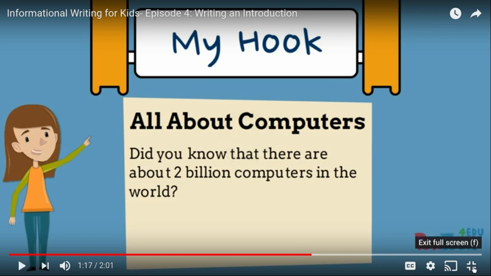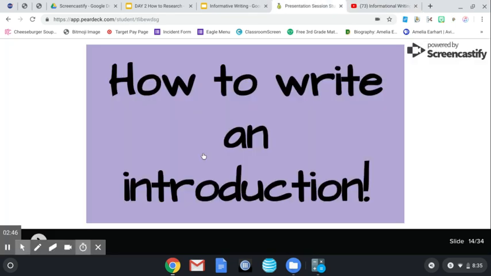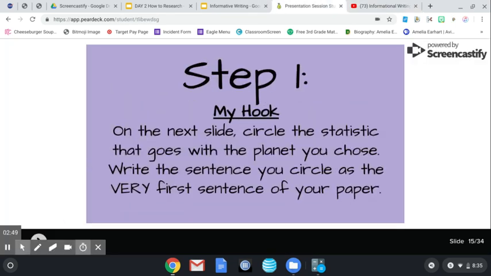Now I'm going to go ahead and pause that video. We're going to come back to it, but I want you all to see the next slide because this is where you are writing your hook. So it says on the next slide, circle the statistic that goes with the planet you choose. So I already found a surprising fact. And you guys just have to circle the one that goes with your planet. And then this is going to be the very first sentence of your paper.